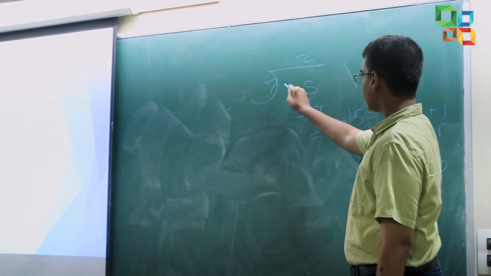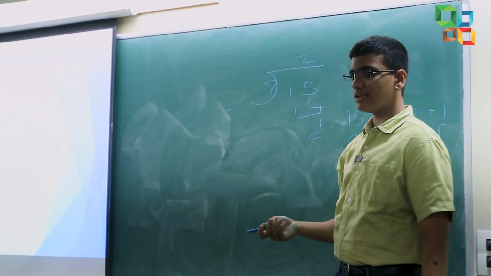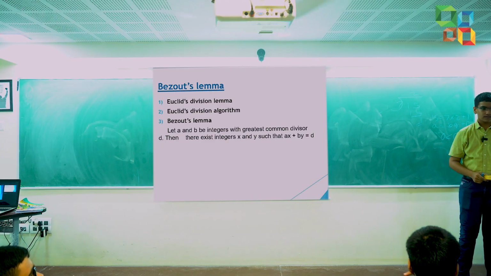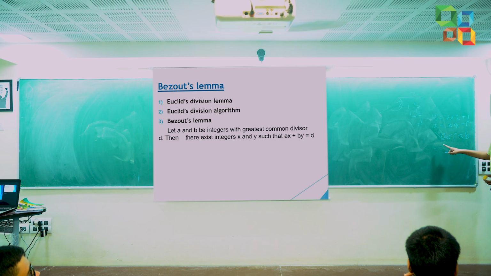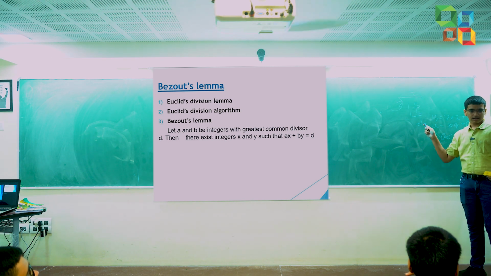So when you divide 15 by 7, the only quotient you can get is 2. The only remainder you can get is 1. So why can't we get a negative remainder? Why do we have that the remainder must be greater than 0? Because then this won't be unique.